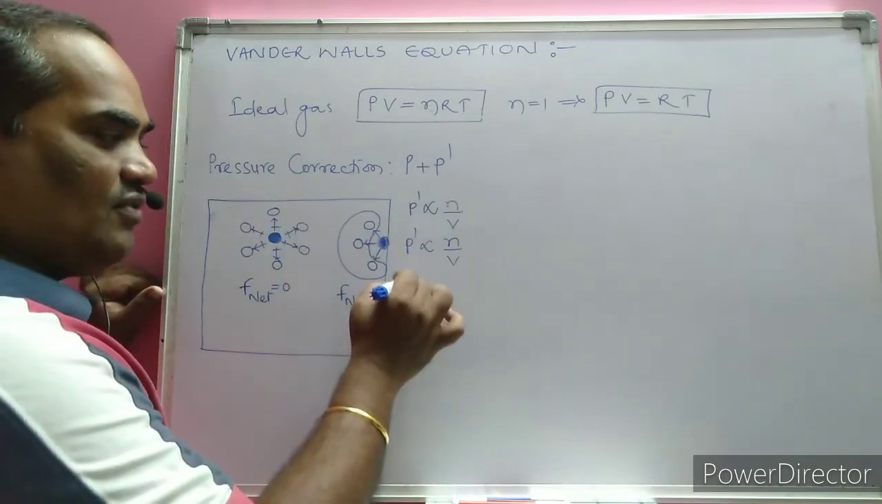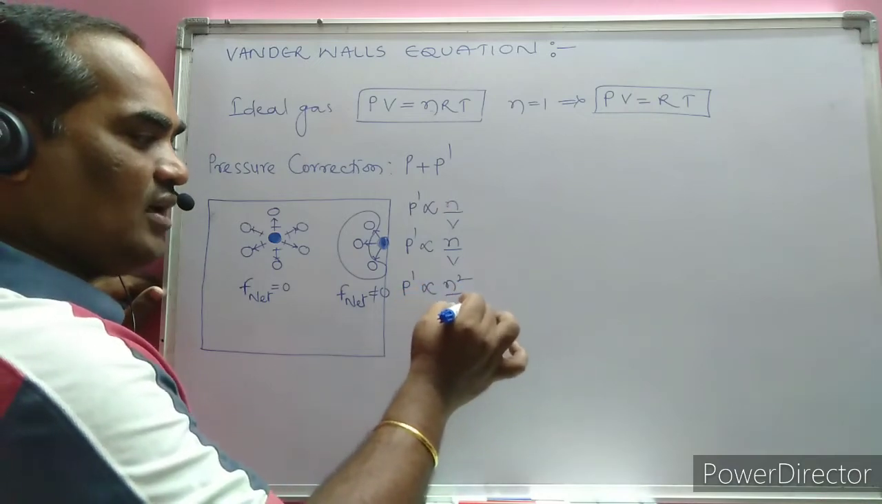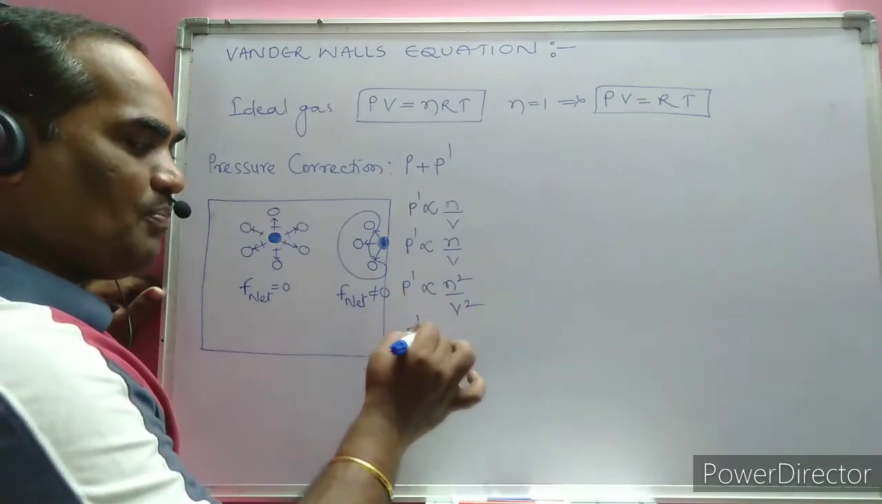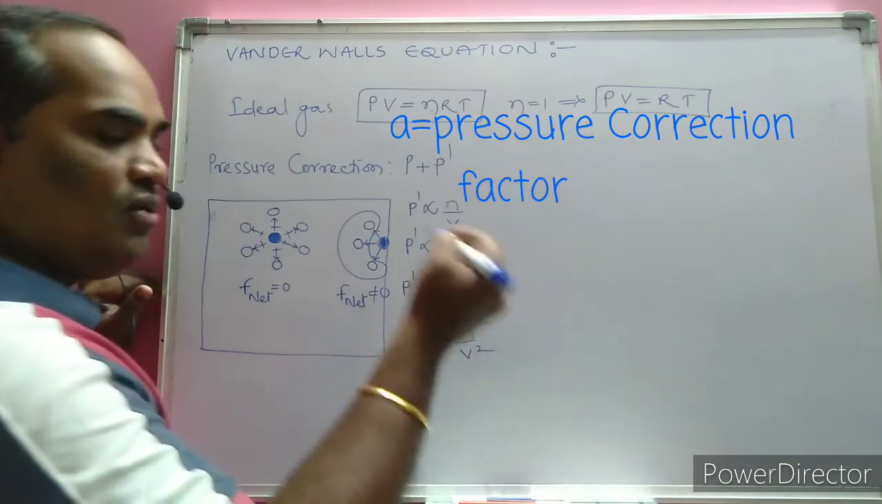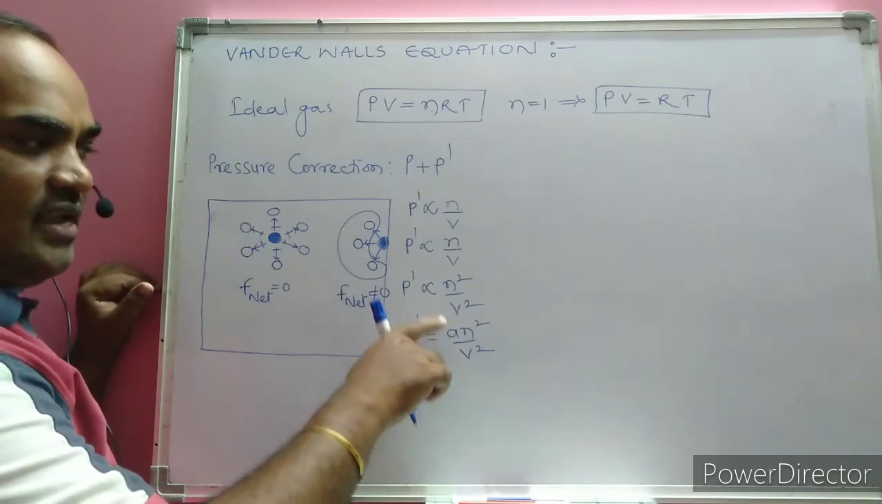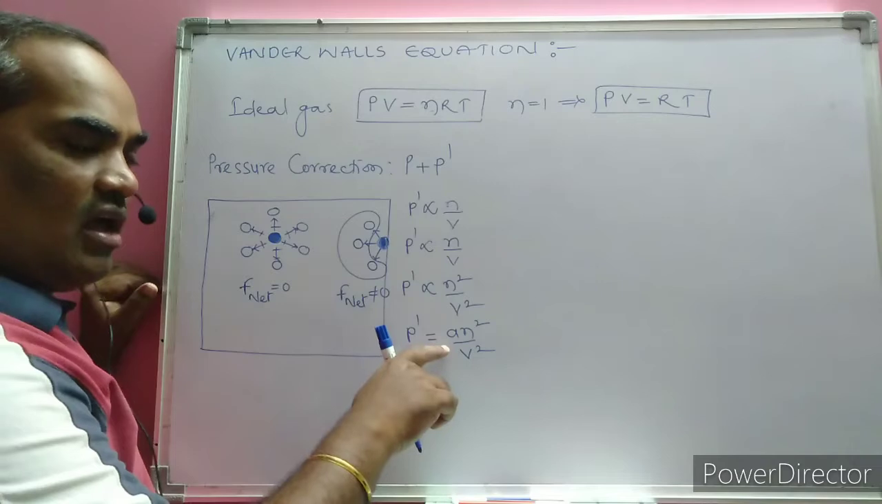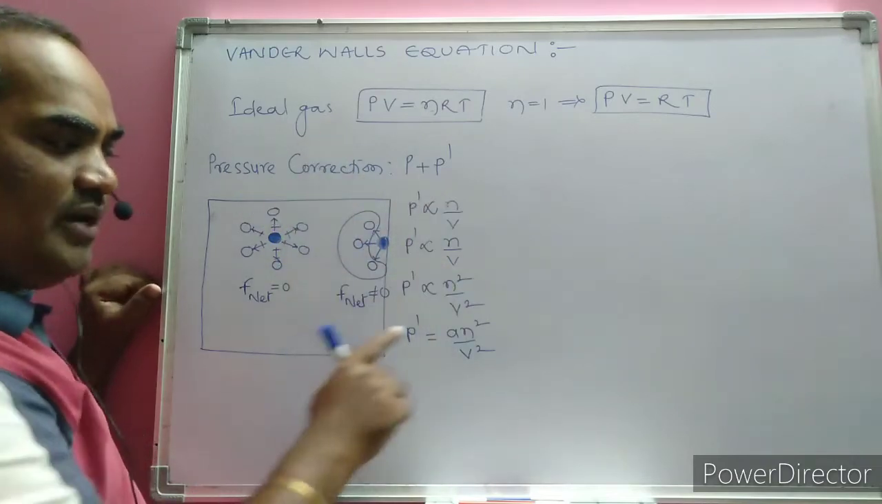So P dash is directly proportional to n squared by V squared. Removing the proportionality, P dash is equal to a n squared by V squared. That is the formula: P dash = a n²/V². Here a is a proportionality constant, also called the pressure correction factor, important for objective bit.